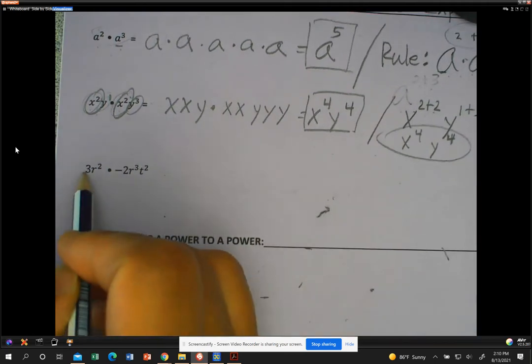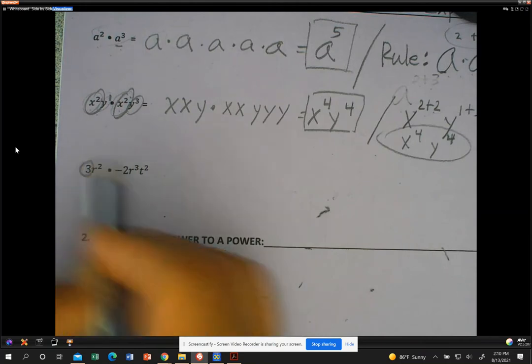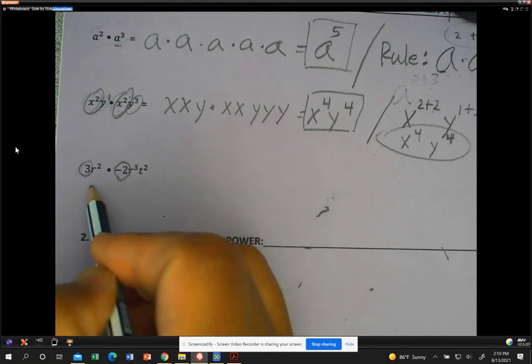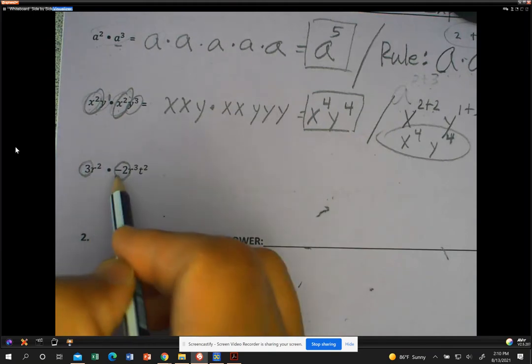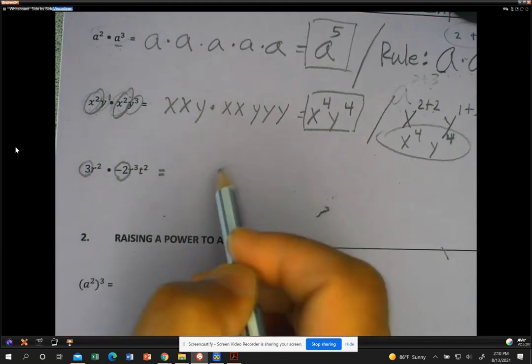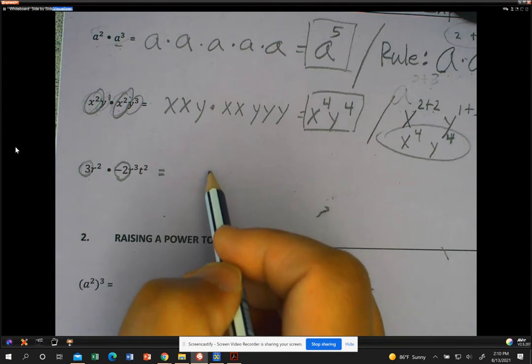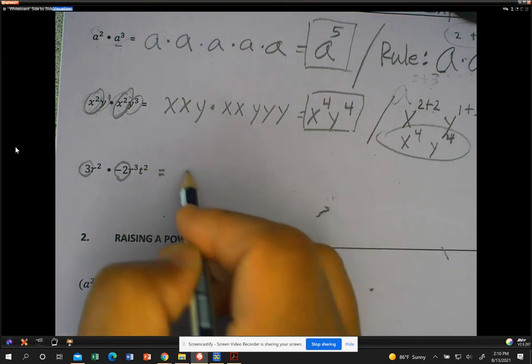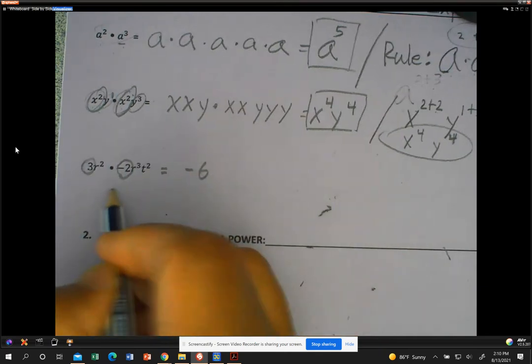So first, you want to start with numerical value. Do you see this numerical value and numerical value? All right, so what is it if you multiply 3 times negative 2? That's just multiplying. So what's 3 times negative 2? Negative 6. All right, so I'm going to try to use some mental math.